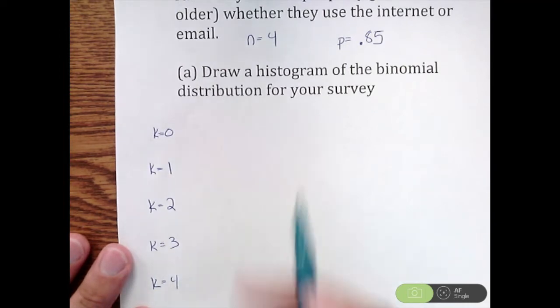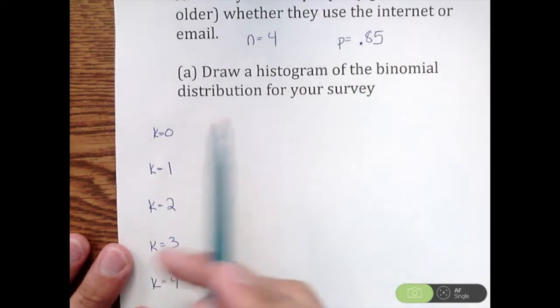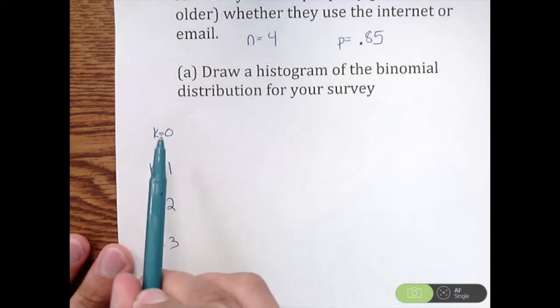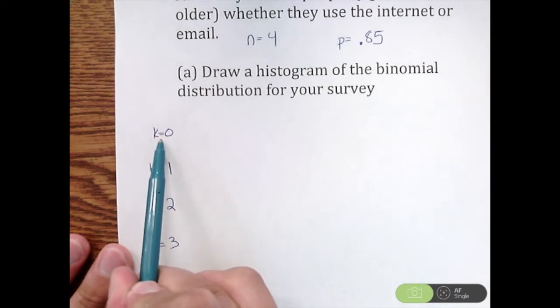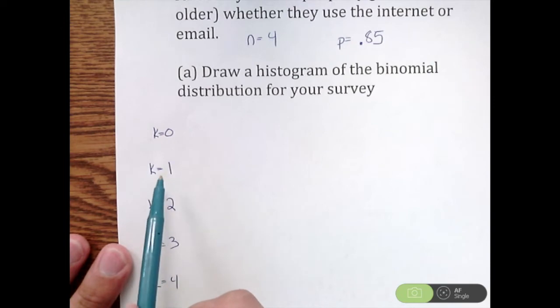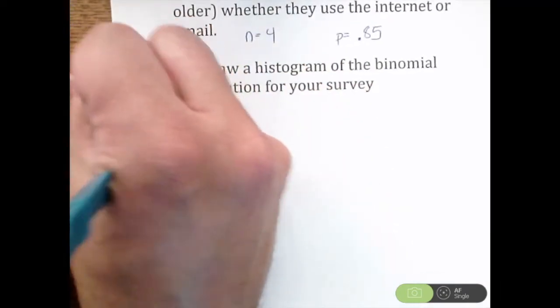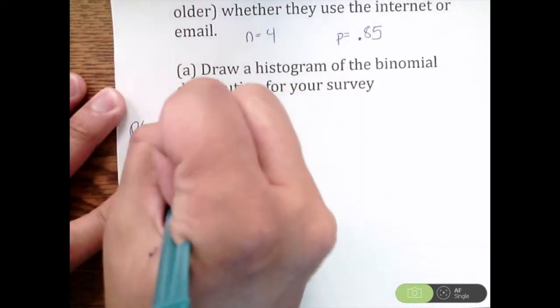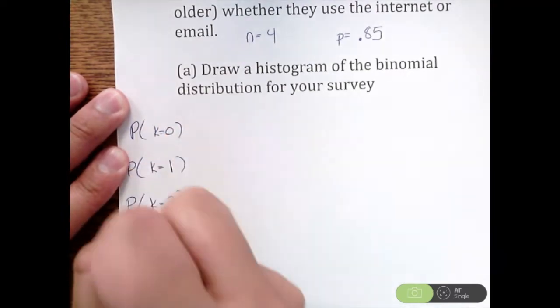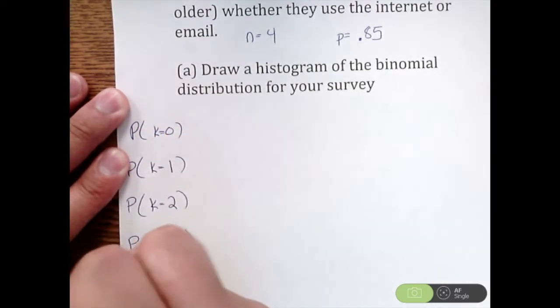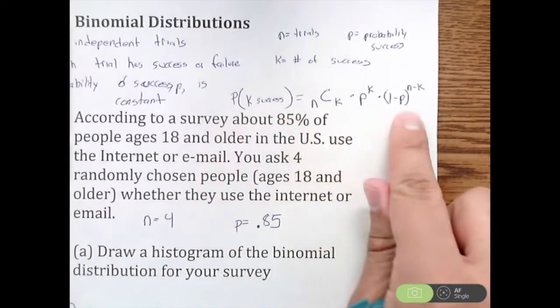Before I get to the histogram part, I want to know the probability that I have 0 out of 4 saying they use internet or email. What's the probability that 1 out of 4 uses internet or email? What's the probability that 2 out of 4, 3 out of 4, 4 out of 4? So I want to know the probability that we get each of these, and the way we're going to do that is use that formula I had earlier.